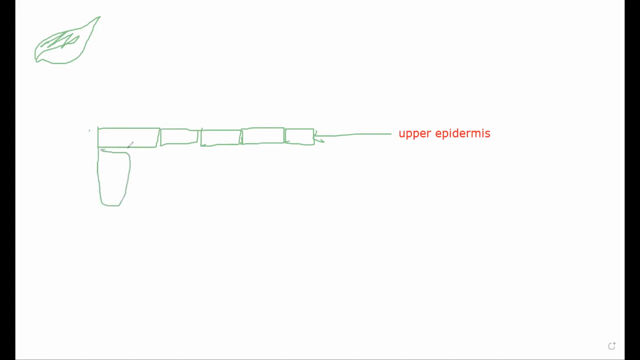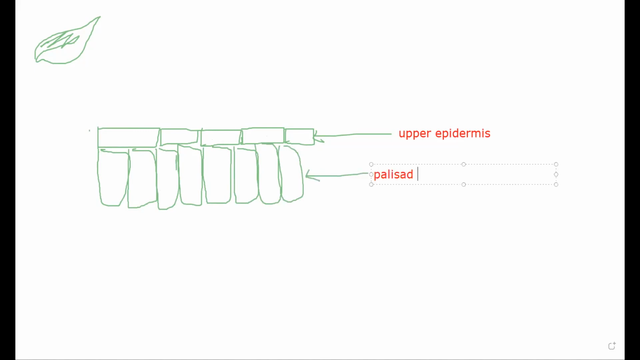And then the next layer of cells will look like this. It will be rectangular cells, but long rectangular cells. Again, there are no air gaps in between. There is no space. Now, do you see? They are very tightly packed, okay? So they will be tightly packed like this. And this is called palisade mesophyll cells.